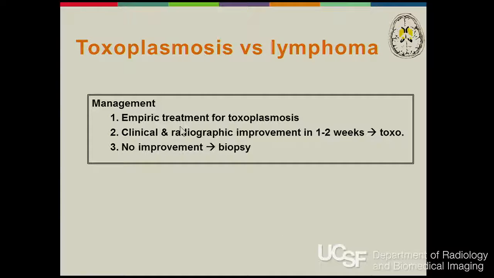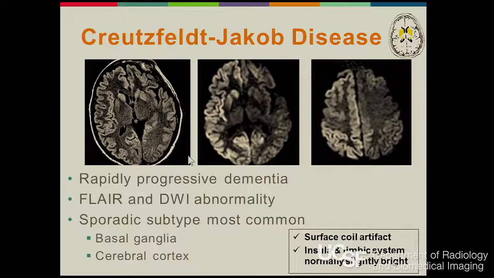So how do we realistically deal with this when we can't come down hard on a differential? Well, often they will empirically treat the patient for toxoplasmosis for a couple of weeks. And if there's clinical and radiologic improvement, we'll presume that it was effective treatment of toxoplasmosis. In the absence of any improvement or progression of disease, then they'll often move on to biopsy under suspicion that this is CNS lymphoma.